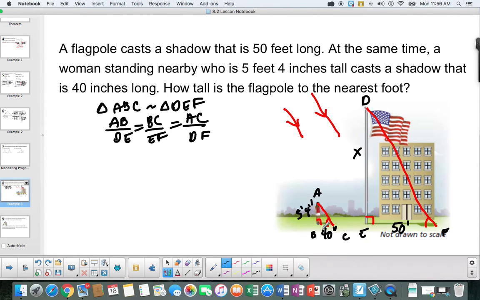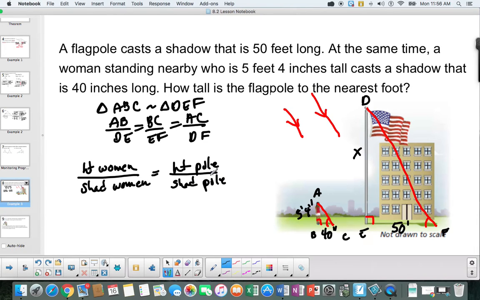Another way is students see the triangles are similar and just start setting up the heights and the shadows. So the height of the woman to the shadow of the woman equals the height of the pole over the shadow of the pole. This will come about with the proportions as well. The height of the woman in inches is going to be 64 inches. Her shadow is 40 inches. The height of the pole is unknown, so height of pole, and the shadow of the pole is 50 feet.